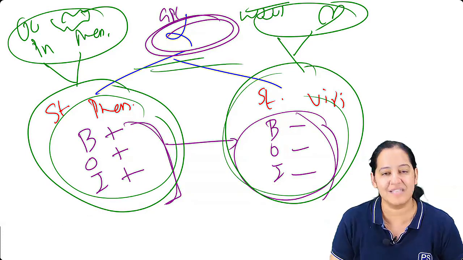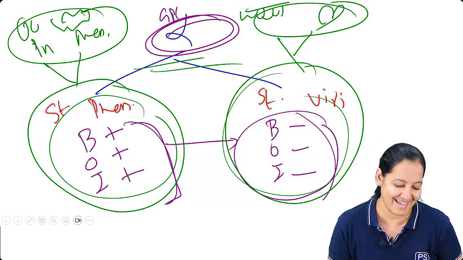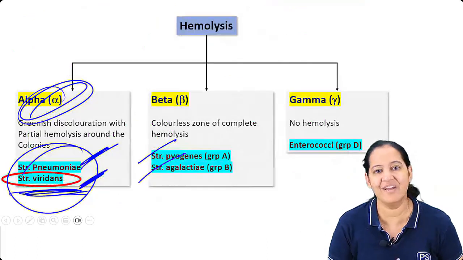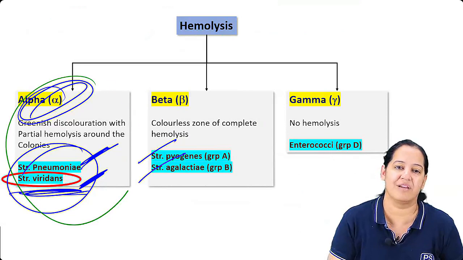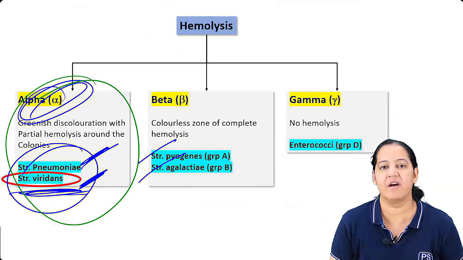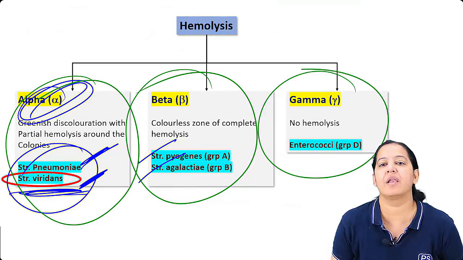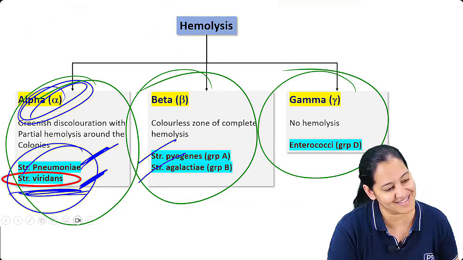Both are alpha. Say people, yes, yes, yes. Any confusion? We are done with both alpha. We are done with both beta. Let's come to the last, gamma. Can I start the last gamma?